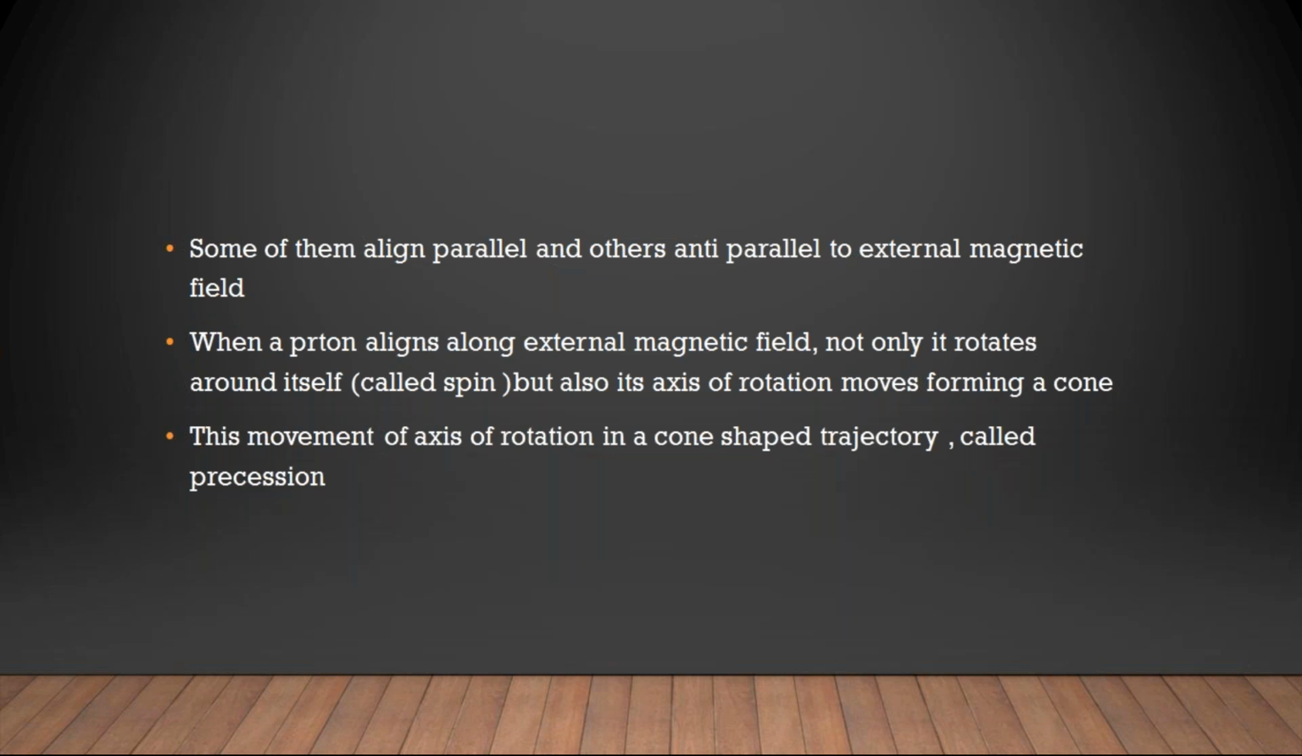So some of the protons align parallel and some align anti-parallel to the external magnetic field. When a proton aligns along the external magnetic field, not only does it rotate around itself, which is called spin, just like the earth rotates around itself, it also has an axis of rotation that moves, forming a cone. This kind of formation is called precession.